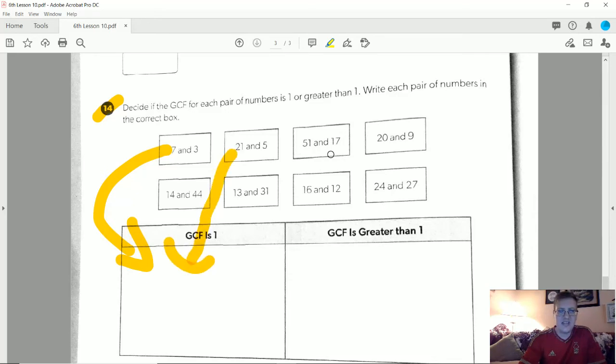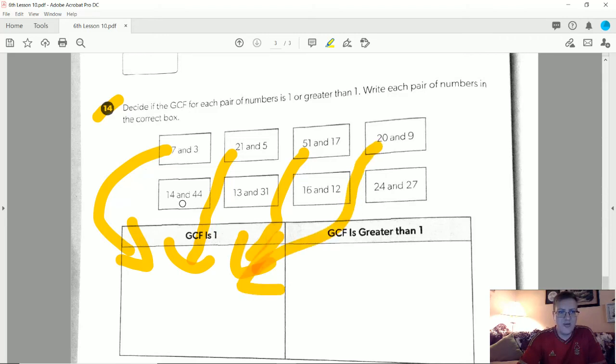51 and 17. So I can count by 3s to get to 51. 17 is a prime number, so my factors for 17 would be 1 and 17. So again, we're going to be on this one. 20 and 9, these are both composite numbers, but I don't have a common factor that I can use for both of those. So 1 times 20 and 1 times 9, 2 times 10, 4 times 5, 3 times 3. So 1s are the only ones that are the same.